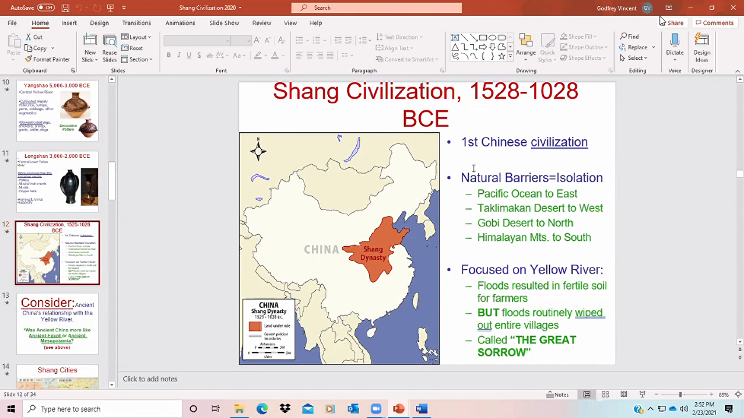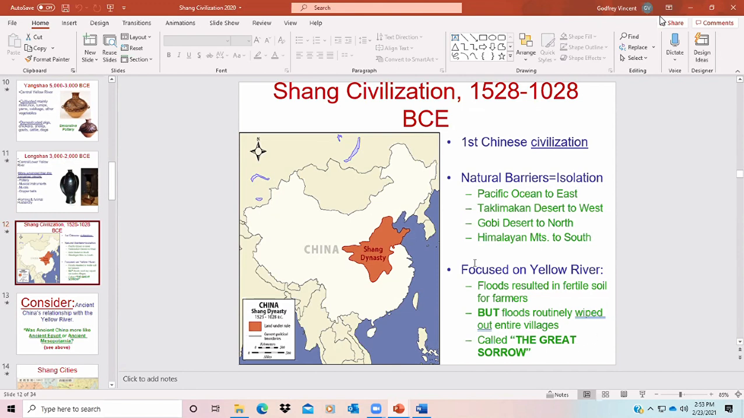So why is China isolated? Why is China hard to penetrate? One, because of the Pacific Ocean to the east, the Taklamakan Desert to the west, the Gobi Desert to the north, and the Himalaya mountains that separate China from India to the south. So it is difficult. Other nations have problems invading China because of those barriers.